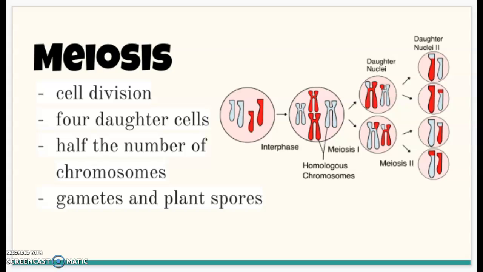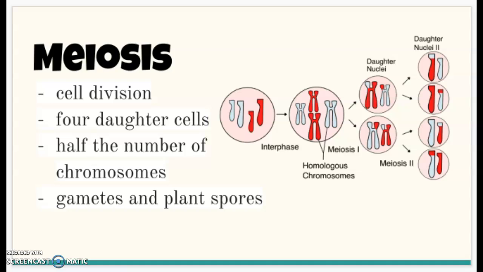Meiosis is a different type of cell division. Now, some people call it meiosis, some call it meiosis. It means the same thing. It's just a matter of how you want to pronounce it. But meiosis is a different type of cell division. This is used when cells want to reproduce, not just for growth, but to produce offspring.